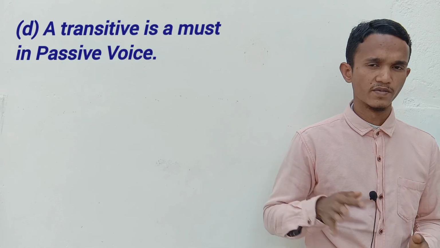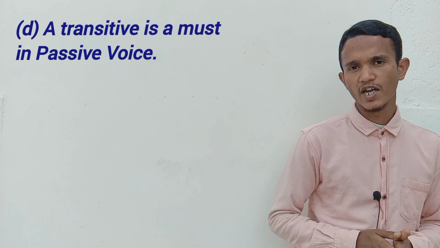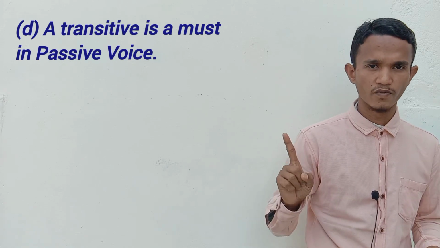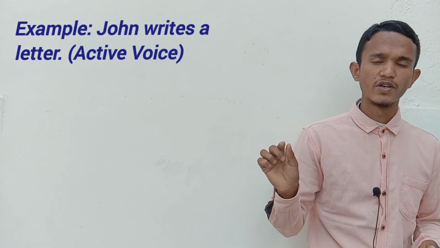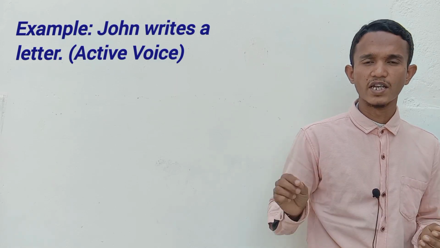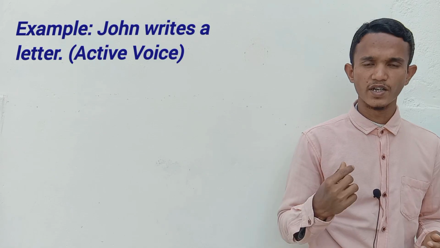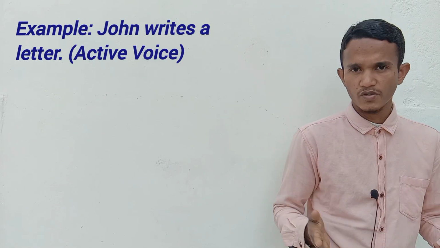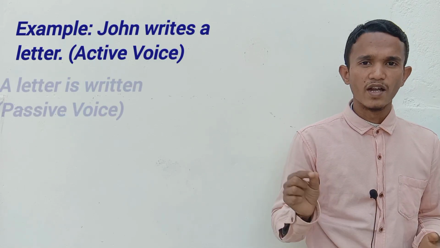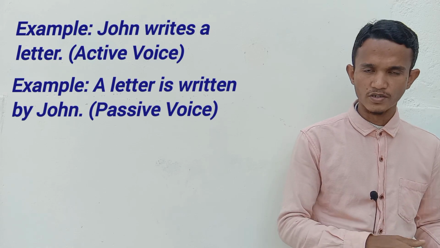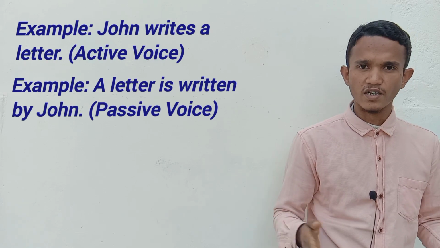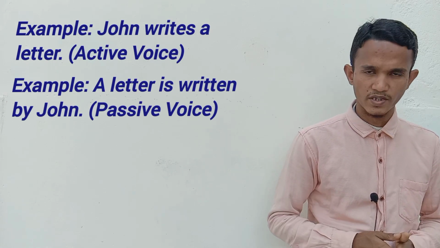Rule number 4. In the passive voice tense, we have to always use a transitive verb. If a sentence contains a transitive verb, then only it can be converted into passive voice. For example, John writes a letter. This sentence contains a transitive verb, to write. That is why this active sentence can be converted into passive voice. That is why we say a letter is written by John. So to write or written is a transitive verb.